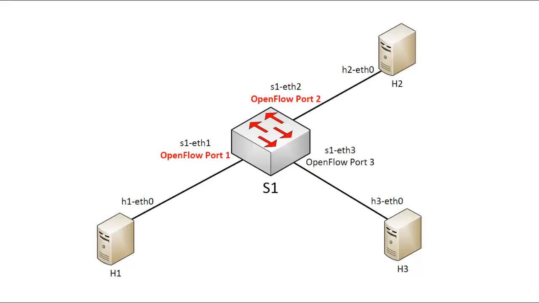Layer 1 matching. Now let's do some actual matching. I'll start with the layer 1 match and just say anything that arrives at OpenFlow port 1, send that out OpenFlow port 2. Also the reverse. Anything in port 2, send to port 1.